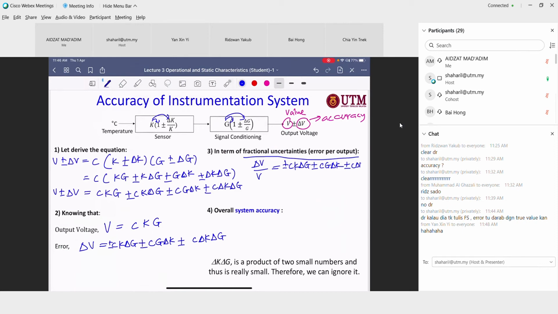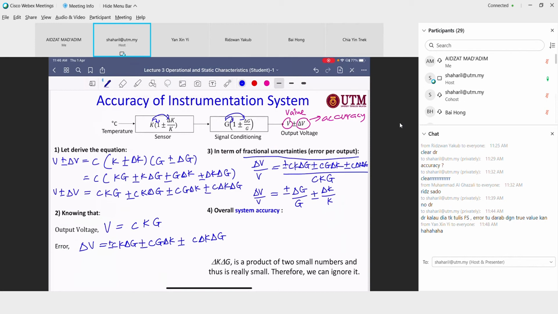C delta K delta G over V is C K G. Then you will find that you will cancel each other. This one you will get plus minus delta G over G plus minus delta K over K, delta V over V.